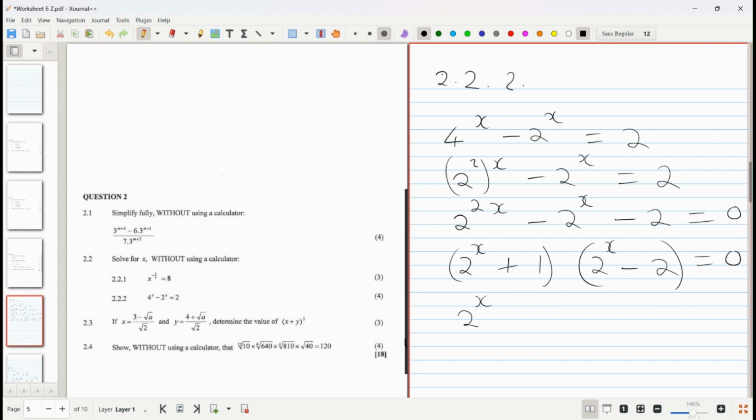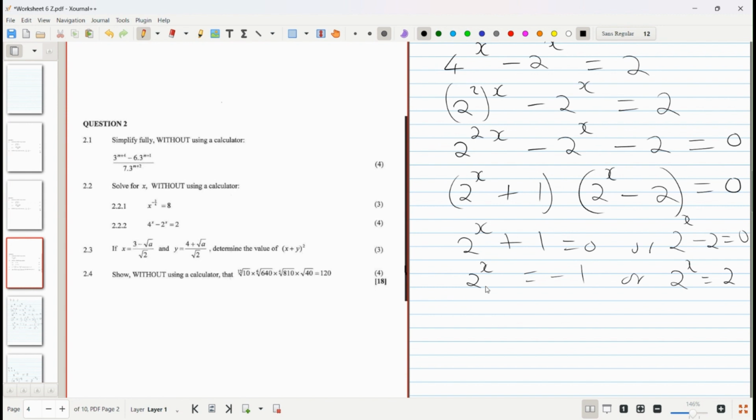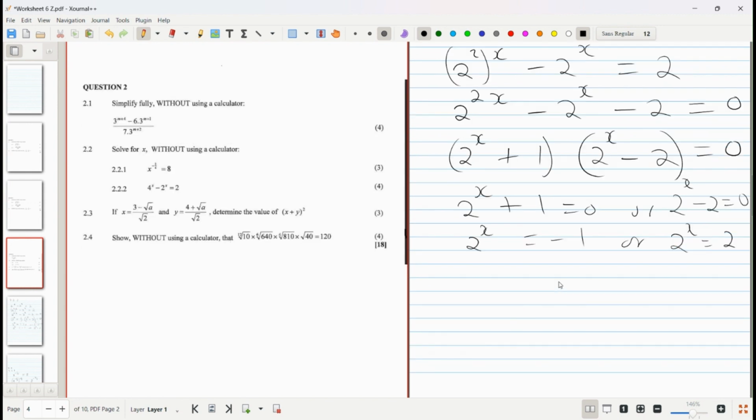2 to the power x plus 1 equal to 0, or 2 to the power x minus 2 will equal to 0, right? And then what do we have here? We have 2 to the power x equal to negative 1, or 2 to the power x equal to 2. So if we can check here, 2 to the power x equal to negative 1, this will not be true.